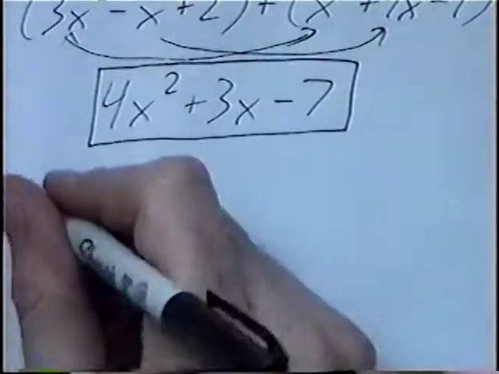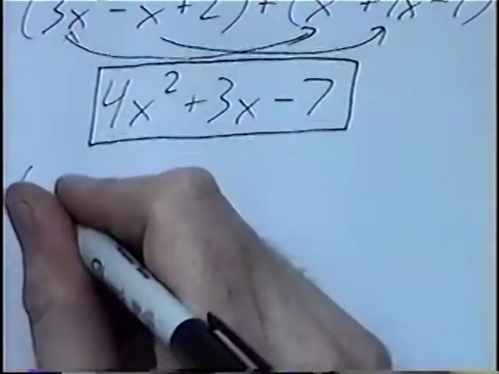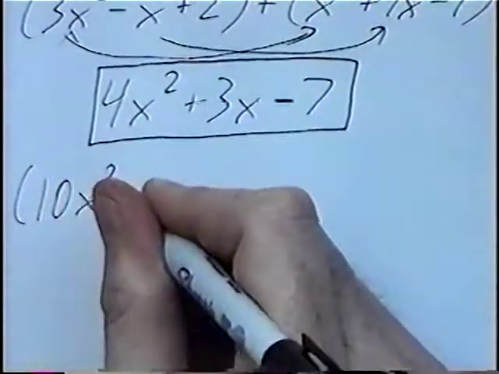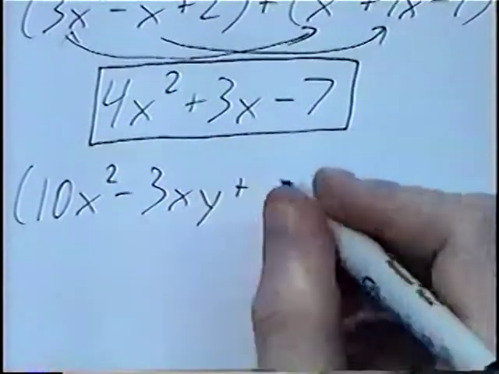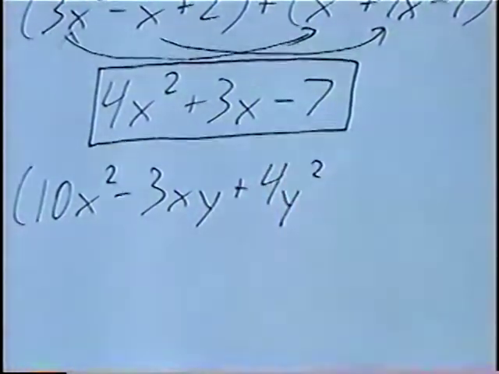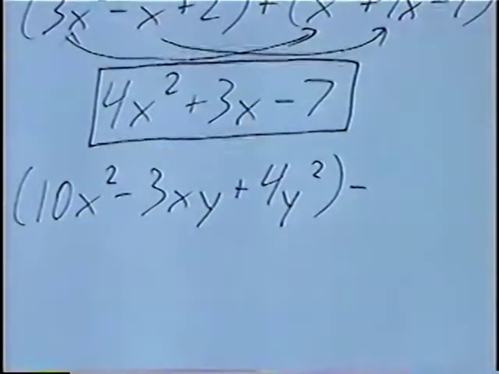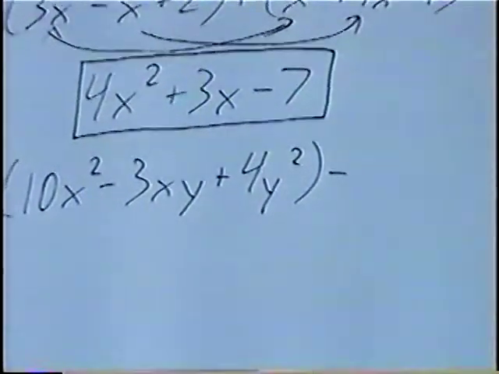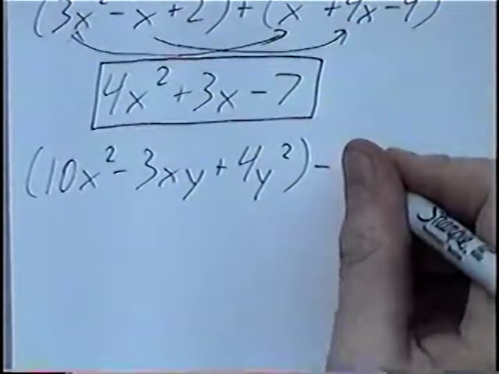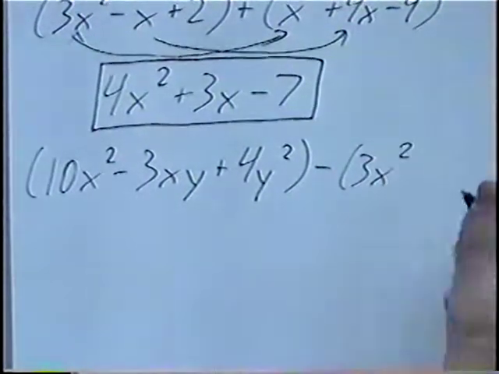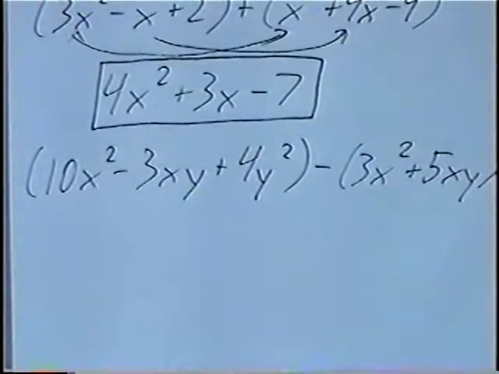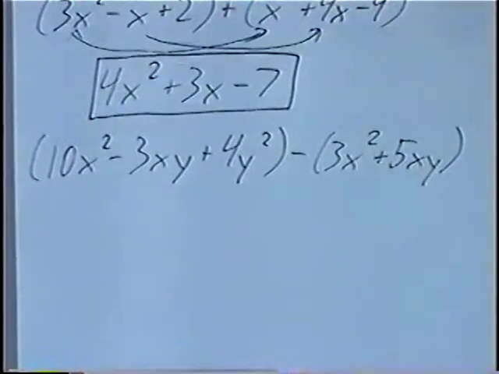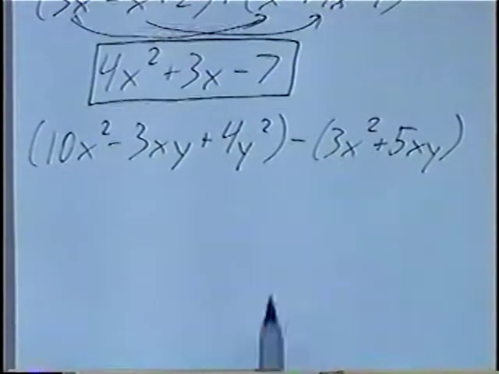Second question and last question for the section. First parentheses, 10x squared minus 3xy plus 4y squared, minus a second parentheses, 3x squared plus 5xy. Simplifying polynomials, we can subtract these two terms together.